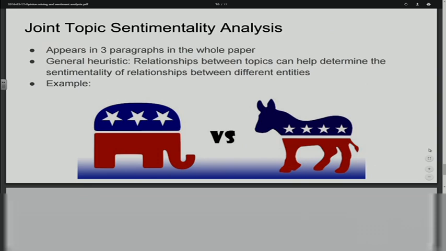And just like I talked about with joint topic sentiment analysis, this was a very small section in the whole paper, but the idea is that you use different topics to help determine better heuristics. So if the United States is an ally of Japan, you get the sense that the United States and Japan are allies, and if Japan is the ally of, say, South Korea, you might get the sense that the United States might also be an ally of South Korea.